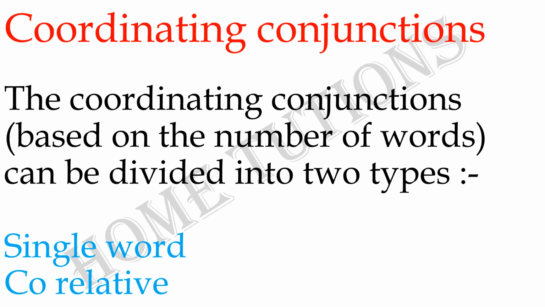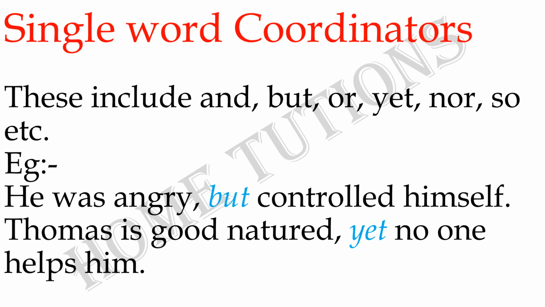The coordinating conjunctions based on the number of words can be divided into two types: single words and correlative. Single word coordinators include and, but, or, yet, nor, so, etc. Example: he was angry but controlled himself. Here the conjunction "but" is a single word coordinator because it contains only a single word. Thomas is good natured, yet no one helps him.